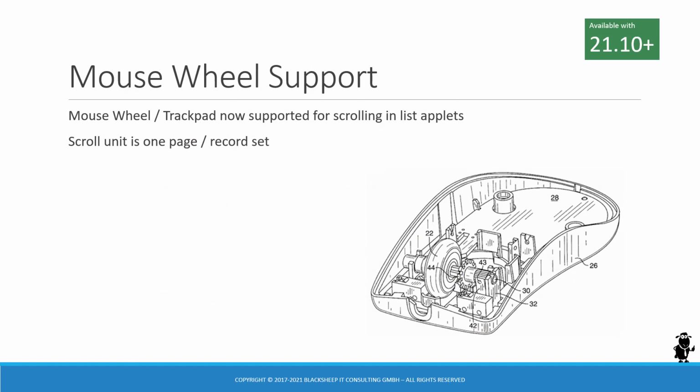And yes, the mouse wheel support has arrived for scrolling in list applets. So this is a great time to be alive, and you can drive your DBAs crazy by scrolling away in list applets. The scrolling unit is one page. So if you scroll your wheel by one click or so, as it's called, you go one page or record set down or up.